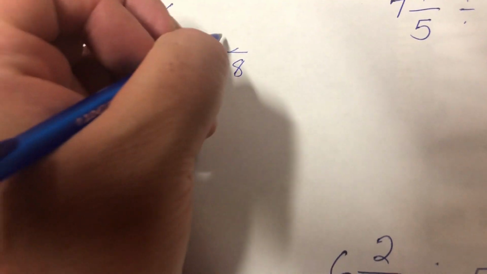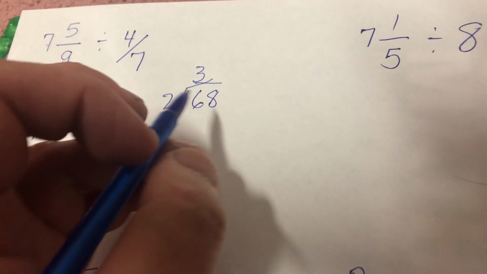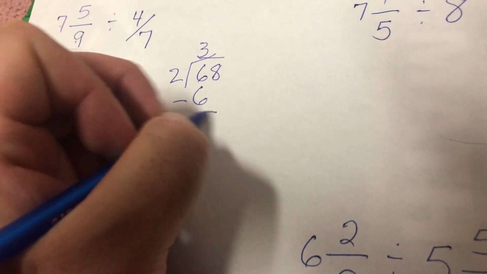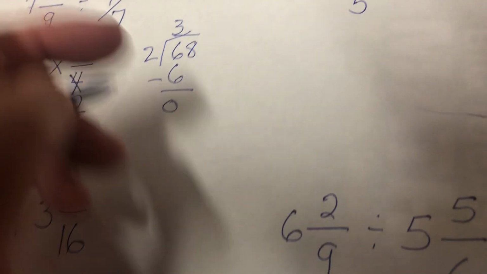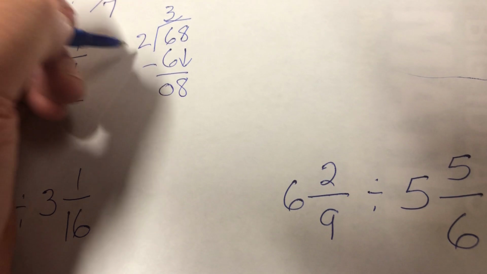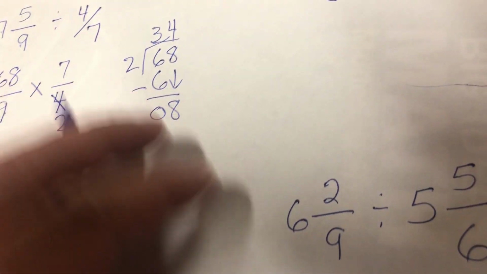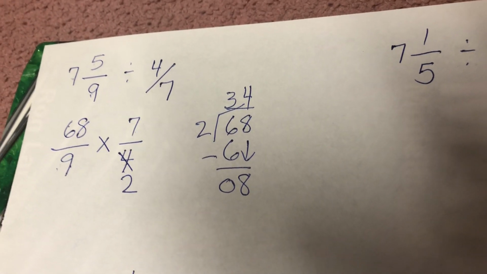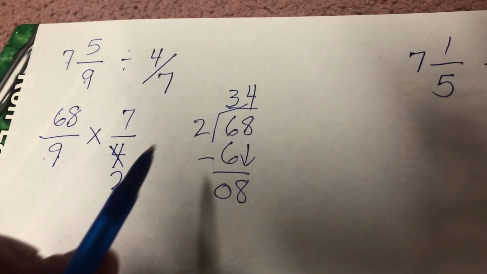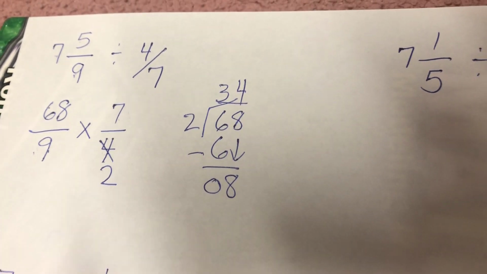2 can go into 6. 3 times 2 is 6. 6 minus 6 is 0. I'm going to bring the 8 down. 2 can go into 8 4 times, and as a 6th grader, I know that 2 times 4 is 8, so I can be confident that 34 is the correct answer.